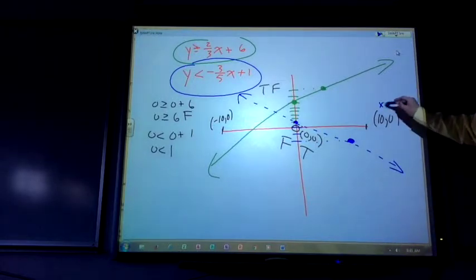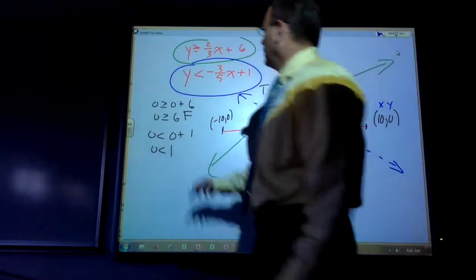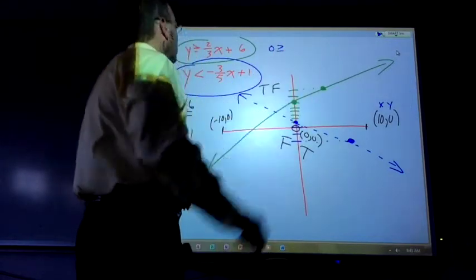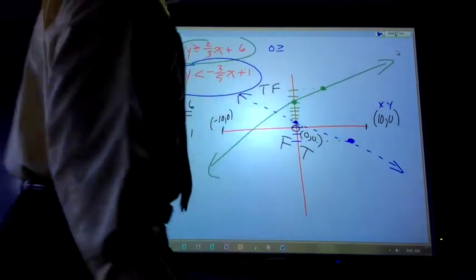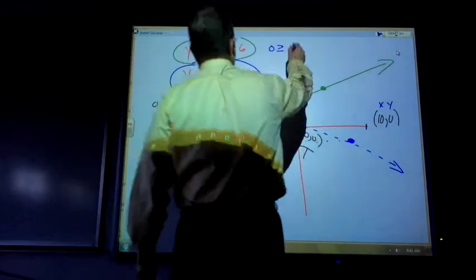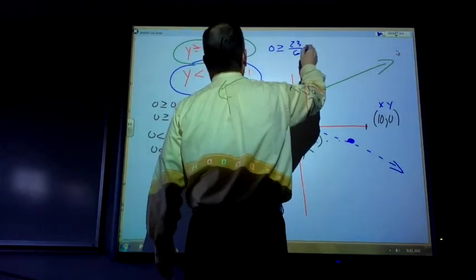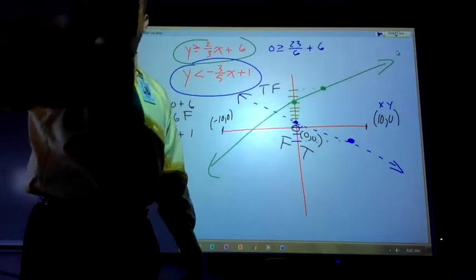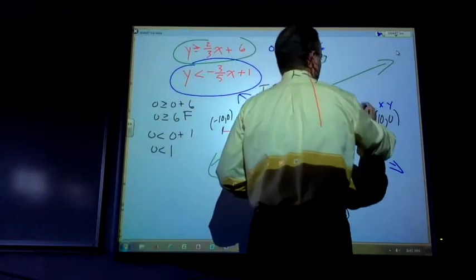All right, so let's figure out if we can make this work. So I have an x and I have a y value. Still with me? Yeah. So I'm going to get 0 is greater than or equal to 2/3 times 10, which is 20 over 3, plus 6. That's definitely bigger than 0, don't you think? I mean, there's nothing in there negative. So that gives me false.